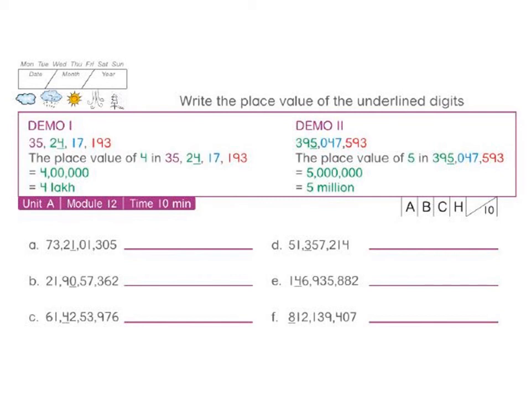In the first question, the underlined number is 1. In the second one, it is 0. The third question, the underlined number is 4. In the fourth question, that is question number D, the underlined number is 3. In question number E, the underlined number is 4. And in question number F, the underlined number is 8. Pause the video for 3 minutes and try to solve it yourself. I am showing you the answers.